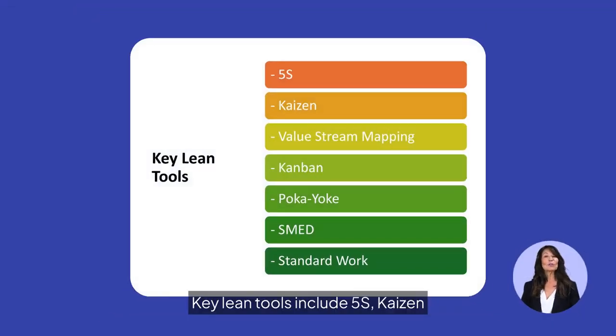Key lean tools include 5S, Kaizen, value stream mapping, Kanban, Poka-Yoke, SMED, and standard work. These tools help organizations implement lean principles effectively, driving continuous improvement and operational excellence.